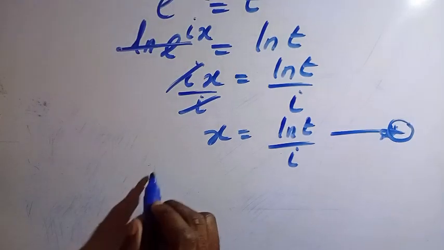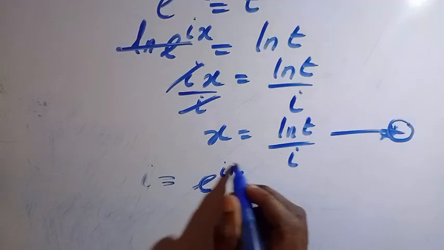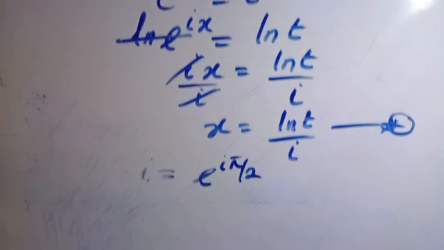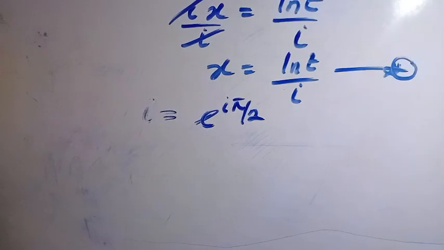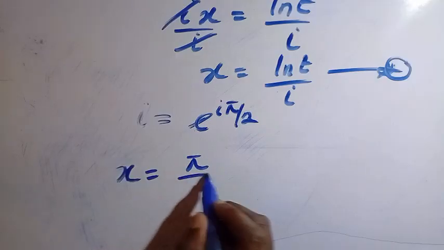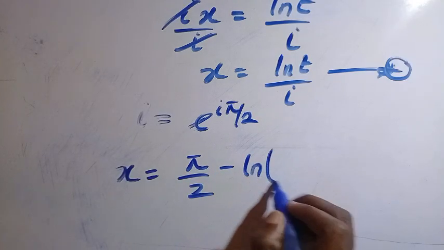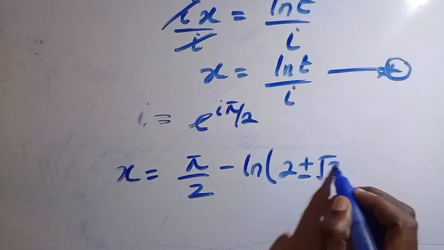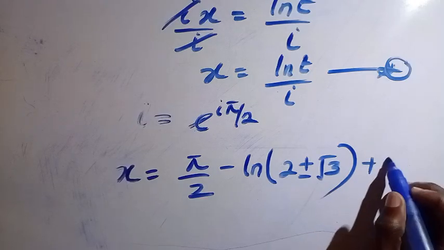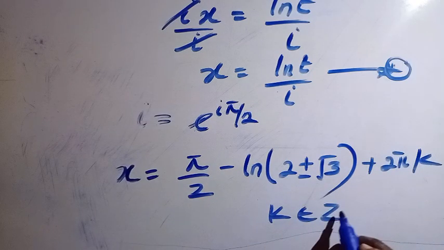And again we have i. Suppose I let i here equal exponential of i pi divided by 2. When we substitute these two back into what we have above, we are going to have the final result of this equation as x equals pi over 2 minus i ln of 2 plus or minus the square root of 3. So this is what we have. But to make it general, we are going to add 2 pi k, where k is a member of the integers.